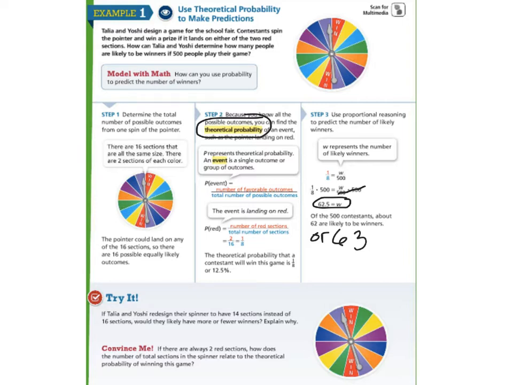Now look at the try it. If Talia and Yoshi redesign their spinner to have 14 sections instead of 16 sections, would they likely have more or fewer winners? If you said more winners, you're right. With only 14 sections on the spinner, and 2 of them still being the red winning sections, the probability now changes to about 14.3%.